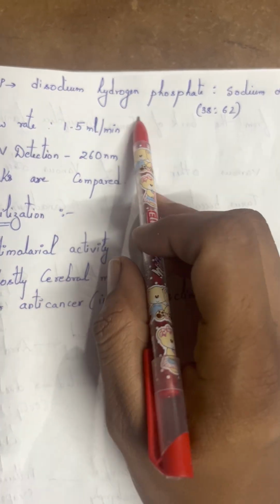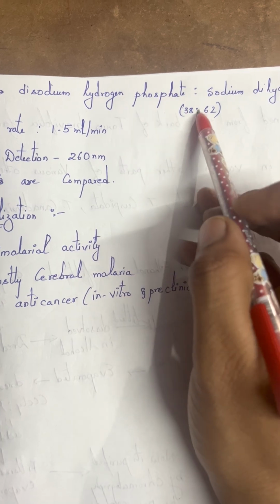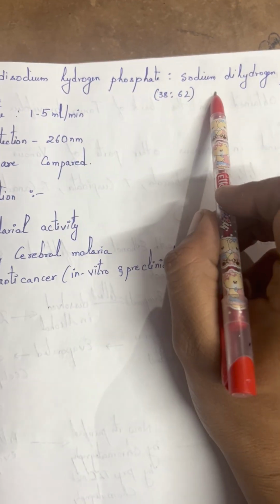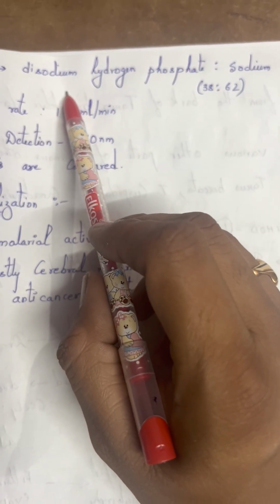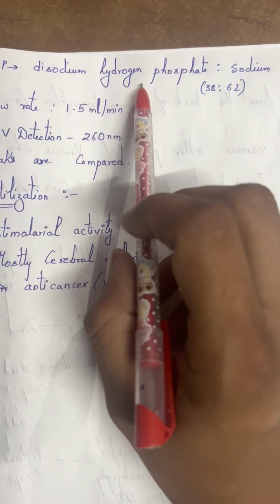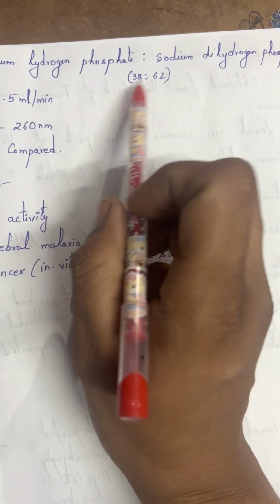The mobile phase is disodium hydrogen phosphate to sodium dihydrogen phosphate. A little bit of confusion, just see it clearly. Disodium hydrogen phosphate to sodium dihydrogen phosphate.